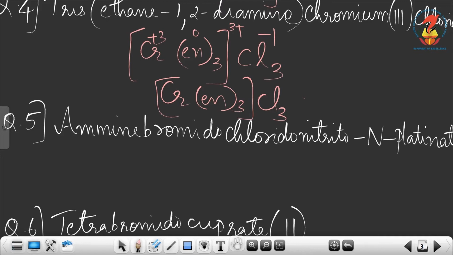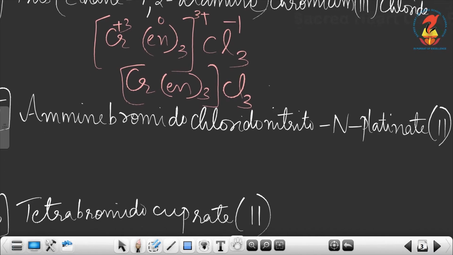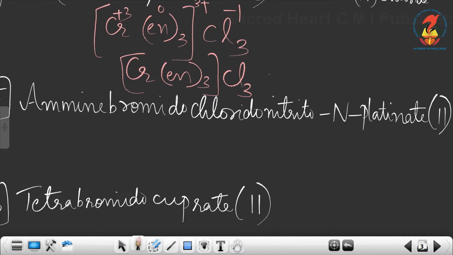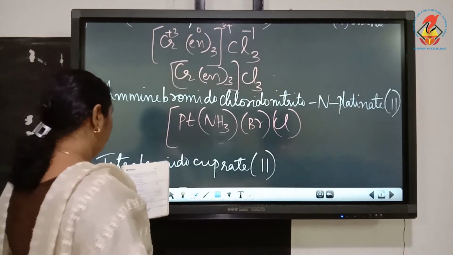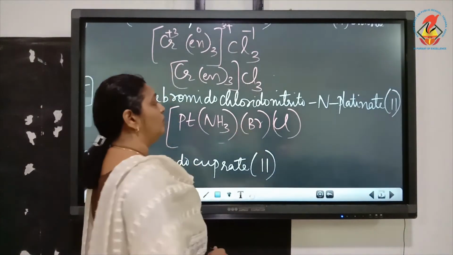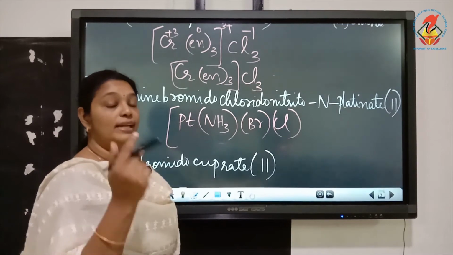Now the next question is question number 5. Amine, bromido, chlorido, nitrito-N platinate 2. So the central atom here is platinum. So I'll be writing platinum. Now amine, bromido, chlorido, they are the ligand. So amine means NH3, bromido is Br, chlorido is Cl. All the ligands are same number, that is 1, 1, 1. Then nitrito, there is one more ligand, that is nitrito N. Nitrite group is NO2 and the linkage is through nitrogen.